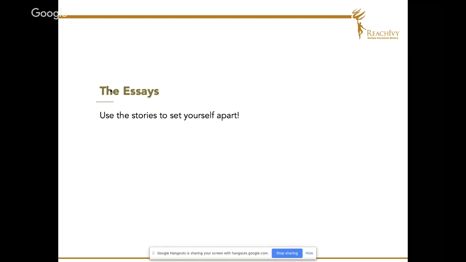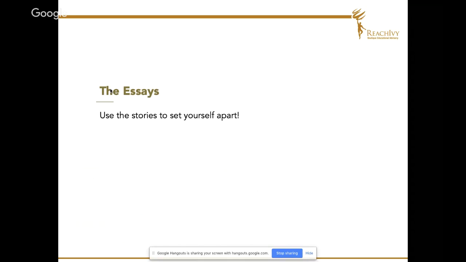Select the stories that can be told from different parts of your profile. Example, certain stories can be left to the recommenders and don't need to be covered in your application. By doing this, we now have the hero stories that will fill out your essays. Use these stories to set yourself apart.